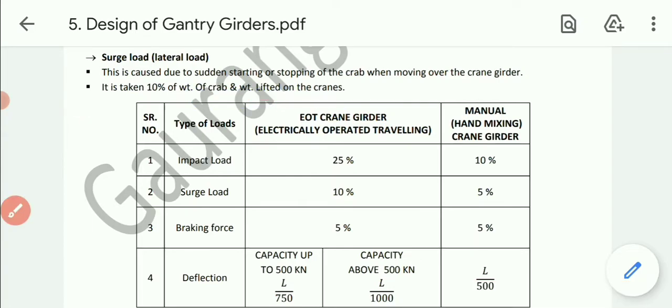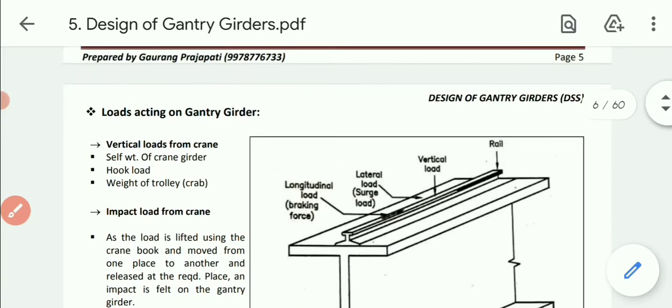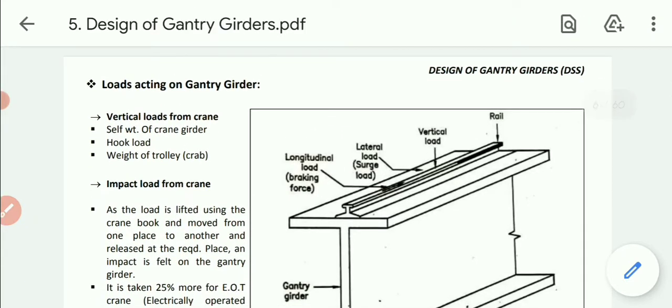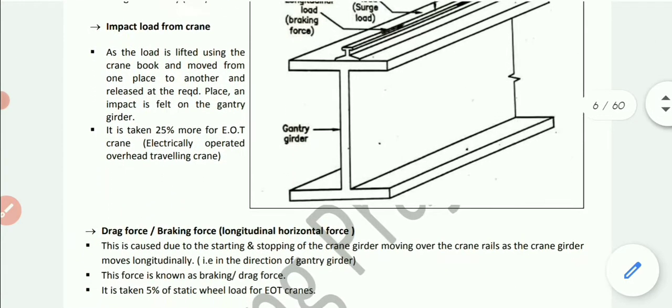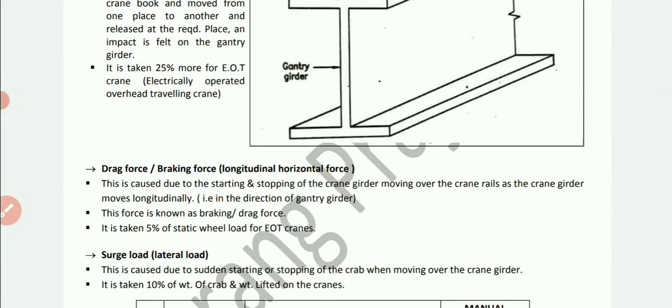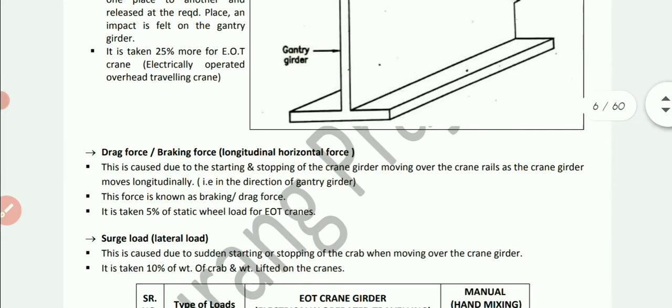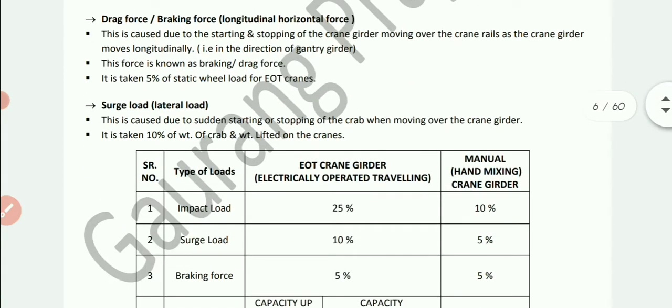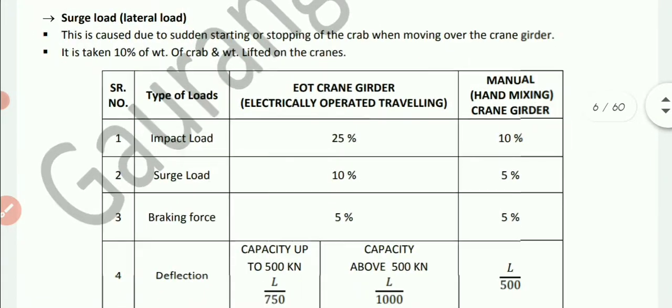Basically there are three kinds of load. Impact load: whenever the crane girder lifts or releases something, impact is felt on the gantry girder. Then drag force: when the crane girder moves in the longitudinal direction over the gantry girder, the force produced is known as drag, or braking force. And lastly surge load: when the trolley moves over the crane girder, the force produced is known as surge load. Over here I have given one table.